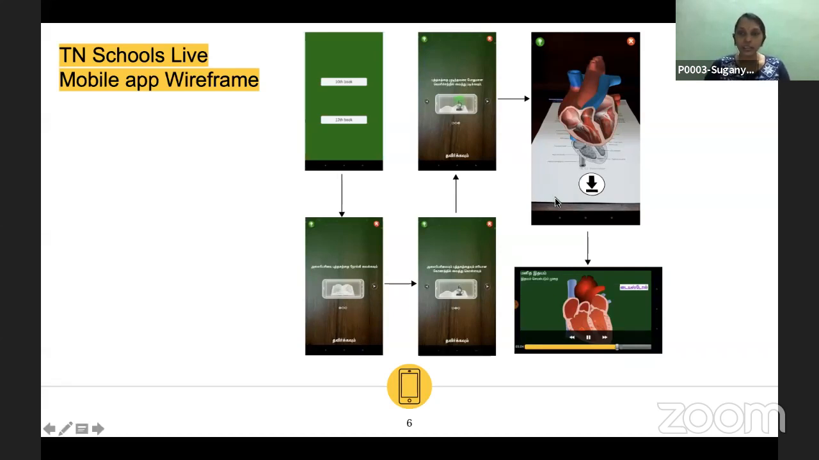There is a downloading symbol under the 3D AR object. When you click it, an animated video explaining the function of the heart, in this case, will be played in the mobile device. Again, the video will be explaining things in Tamil language. Now we understand how the TN Schools Live app works, but how does augmented reality work?